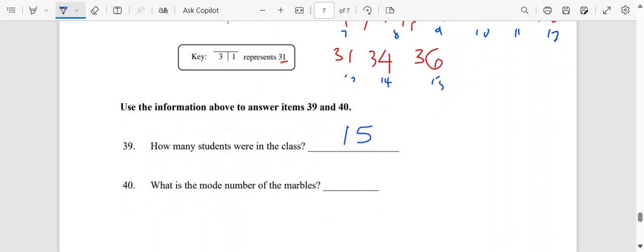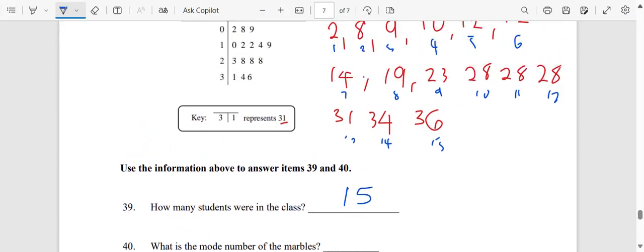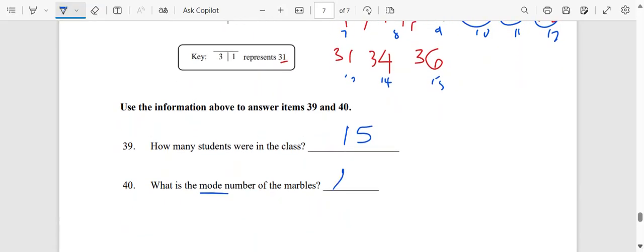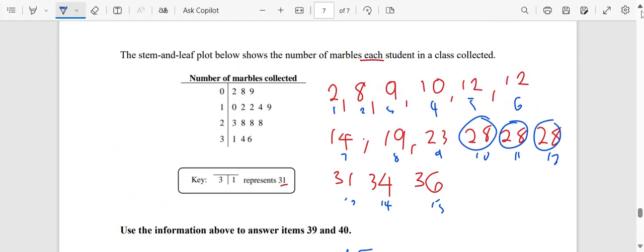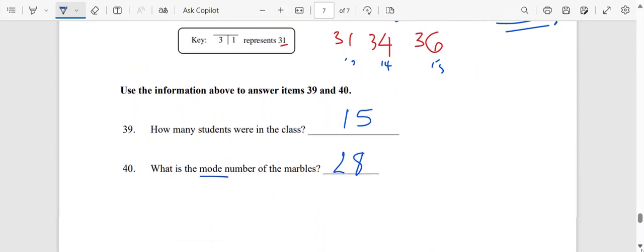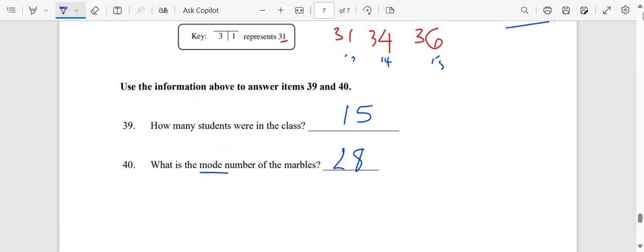What is the mode? The mode is the number that repeats the most. So that's a giveaway. We see 28, 28, and 28. This is the number that repeats the most, right? Some persons chose 12, but if you notice, 12 is repeated two times, and this is repeated three times. So 28 would have been the choice. Clear?